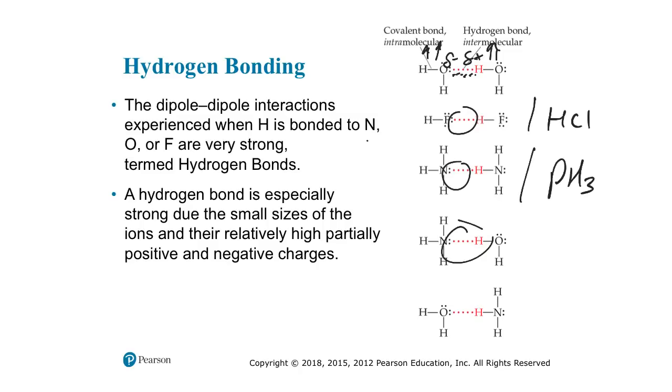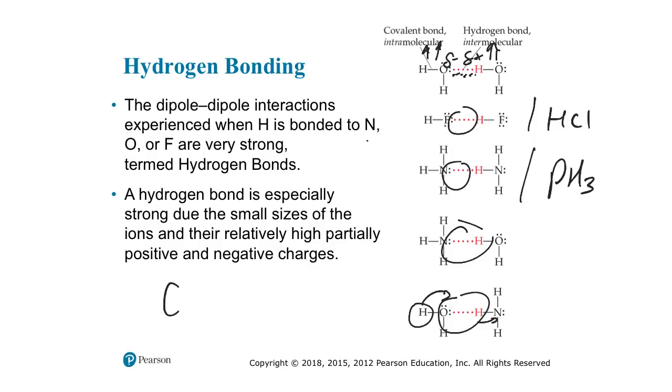And you would also get hydrogen bonds between any type of molecule where you have a hydrogen directly bonded to an N, O, or F with another molecule with an H directly bonded to an N, O, or F. So you can have a hydrogen bond between water and ammonia molecules. You could also have a hydrogen bond between water and HF molecules as well. Just any case where you have hydrogen directly bonded to an N, O, or F.